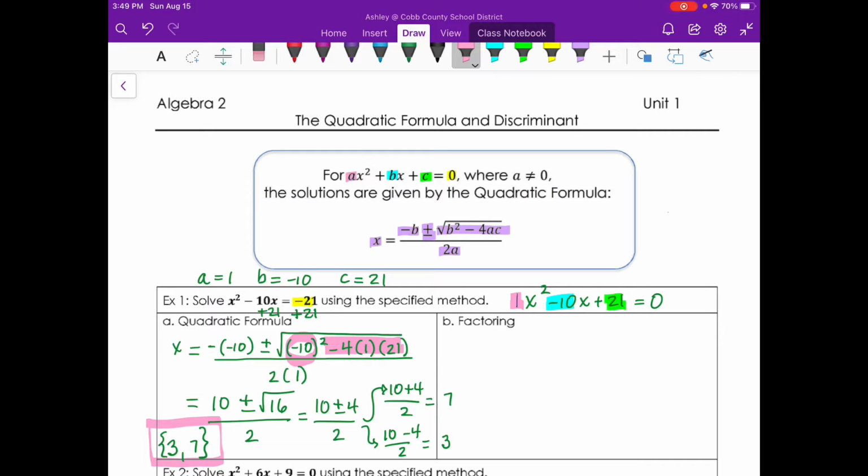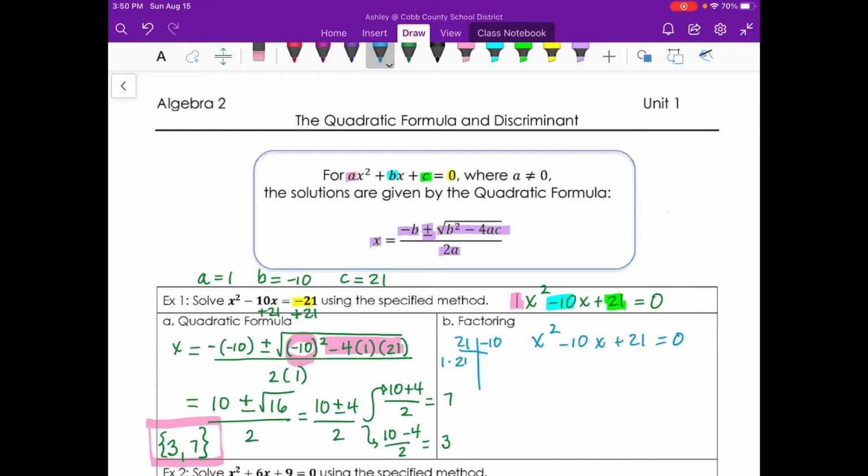Now, this particular problem, you'll notice we got integer solutions. If you get integer, or just really any rational solution, it's likely that you could have solved the equation by factoring to start with. And so if you look at the method for factoring this same problem, x squared minus 10x plus 21 equals 0, we need to find two factors of 21 that add up to negative 10.